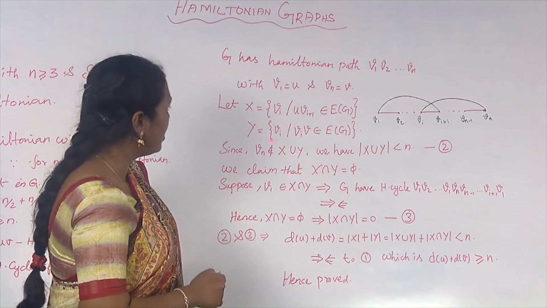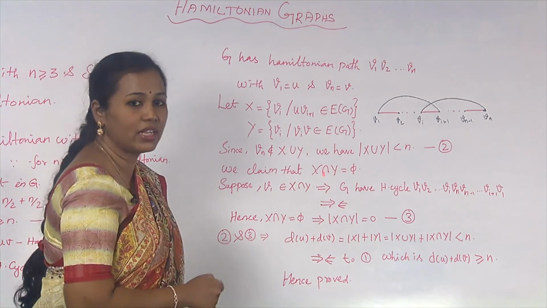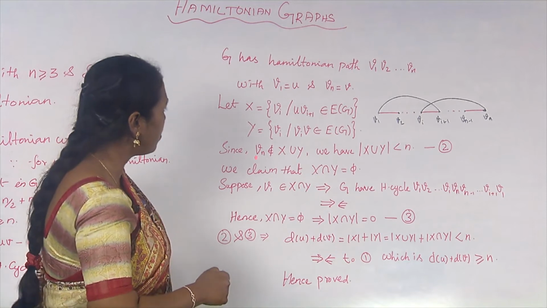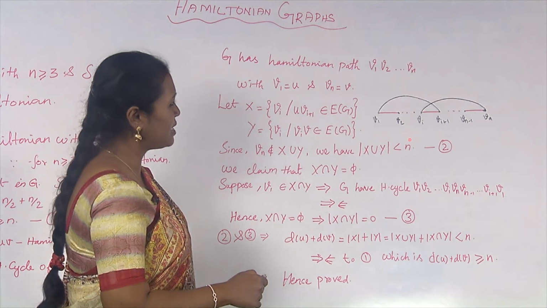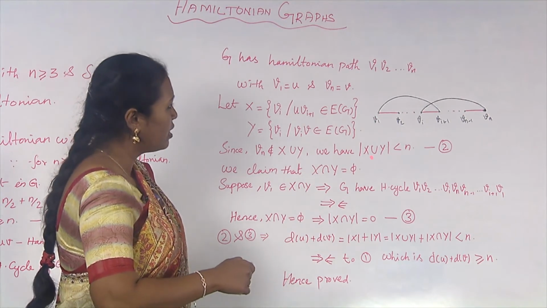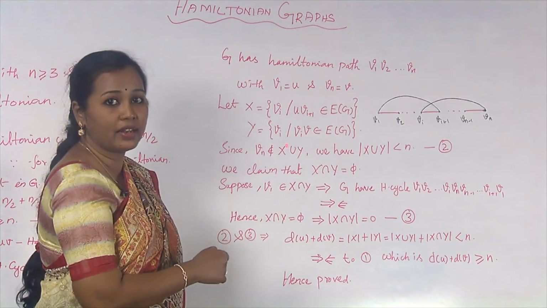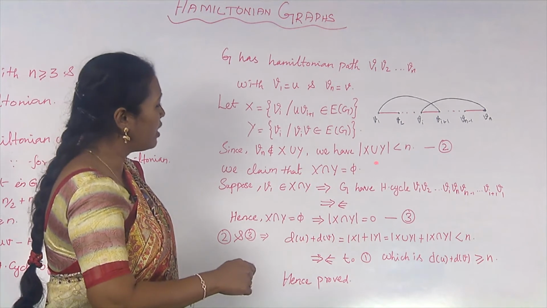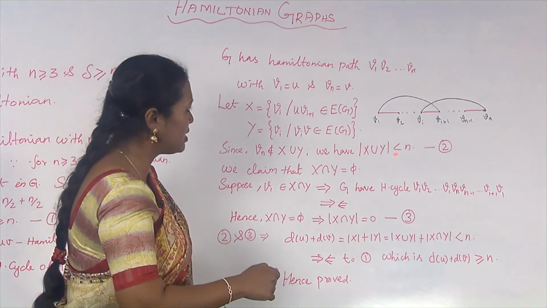Now, definitely Vn does not belong to both X and Y. So, X union Y will not have Vn, and therefore the cardinality of X union Y is less than n. In this path there are n vertices, and X union Y does not contain Vn, so the cardinality of X union Y should definitely be less than n.